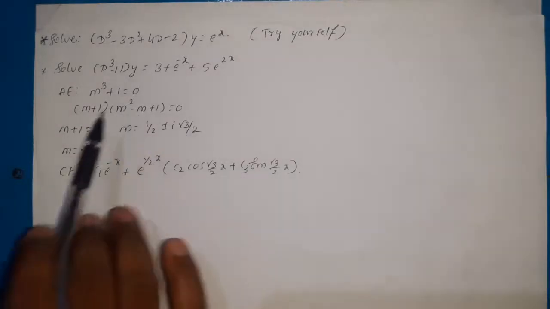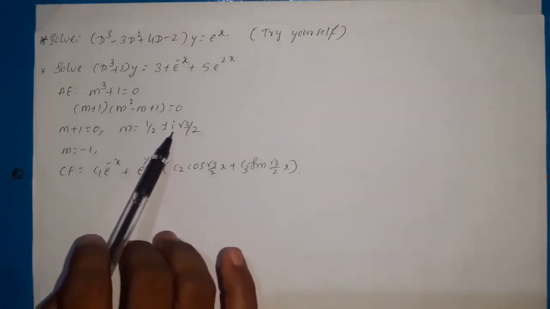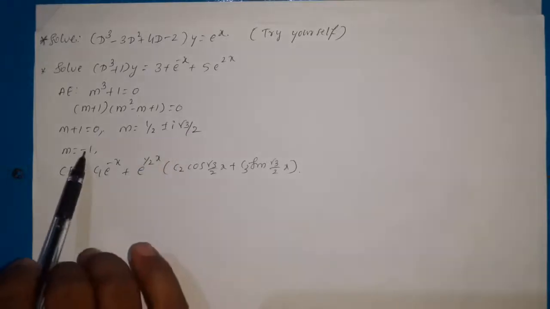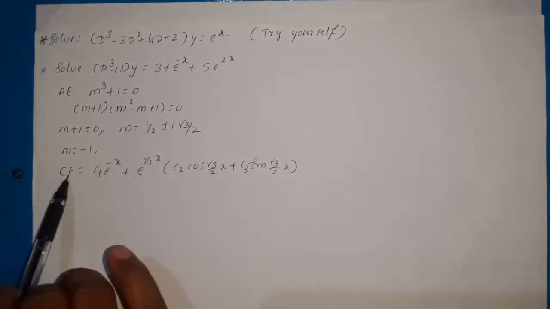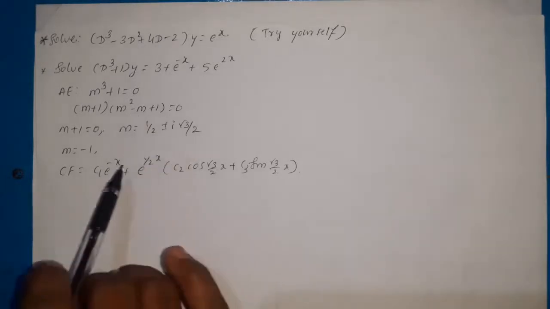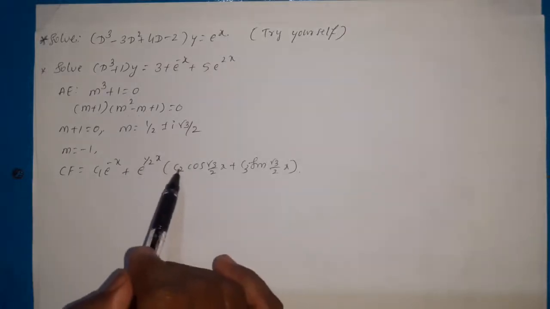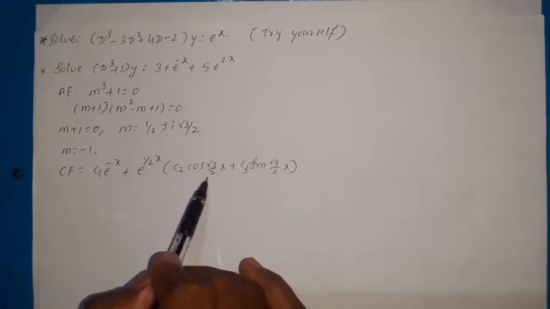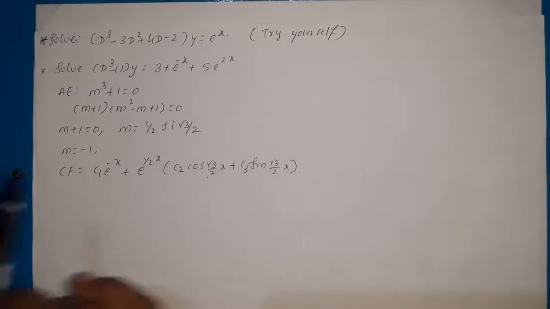On solving this equation we get m = 1/2 ± i√3/2, which is a pair of complex roots. Now one is a real root and one is a pair of complex roots. Then the complementary function is c1 e^(−x) for the first root, then for the second one e^(x/2), which is of the form e^(αx), then c2 cos(√3x/2), where √3/2 is β, and c3 sin(√3x/2). So this is the complementary function for the given differential equation.